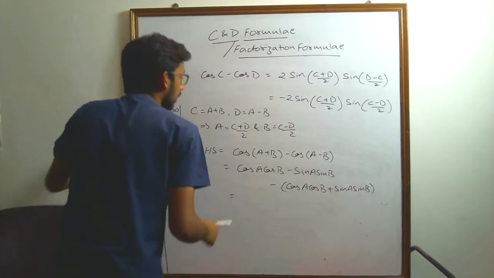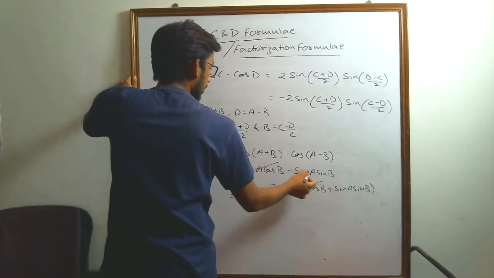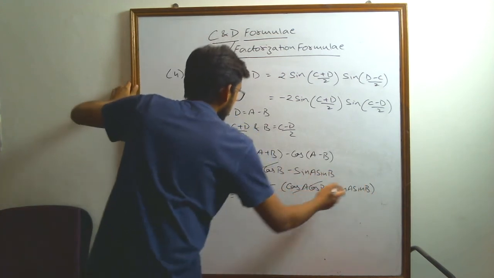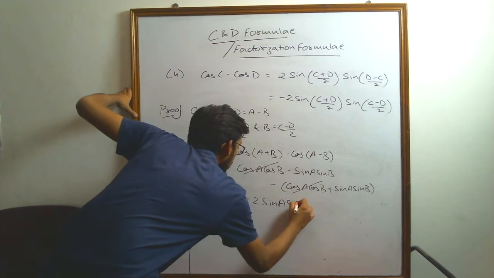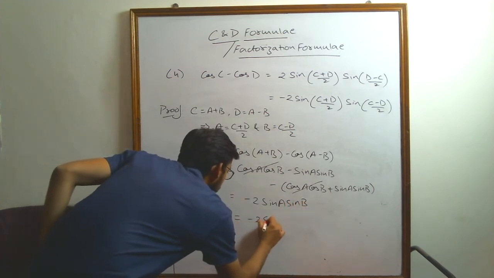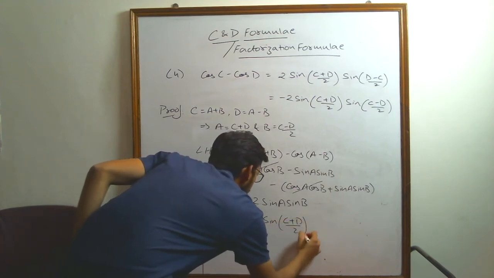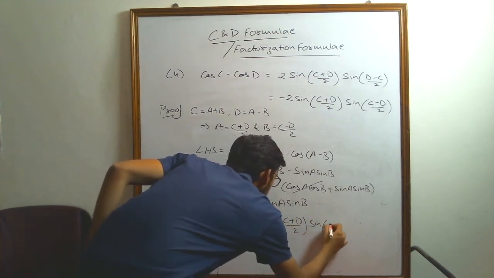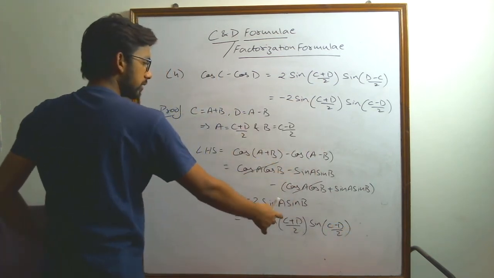So now cos A cos B minus cos A cos B will get cancelled. Minus sin A sin B minus of sin A sin B means this is minus 2 sin A sin B. If we put back the values of A and B, this is minus 2 sine C plus D by 2 into sine C minus D by 2, which is our second form. So we got our second form.